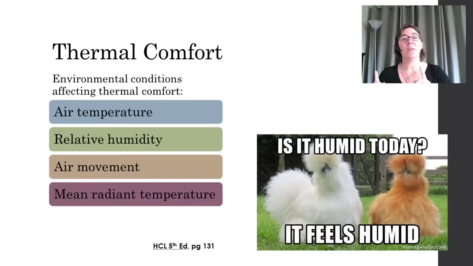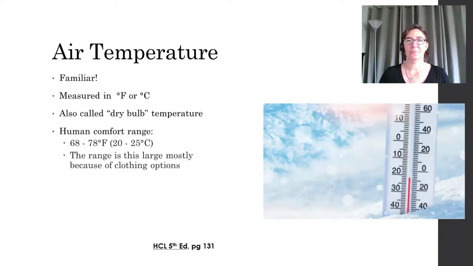Let's move to the environmental conditions that affect thermal comfort, and they are air temperature, relative humidity, air movement, and mean radiant temperature. Air temperature is our first factor. This is a familiar measure of thermal comfort. Is it hot outside? Is it cold outside? All right. It's measured in degrees Fahrenheit or degrees Celsius. And it's also called dry bulb temperature.